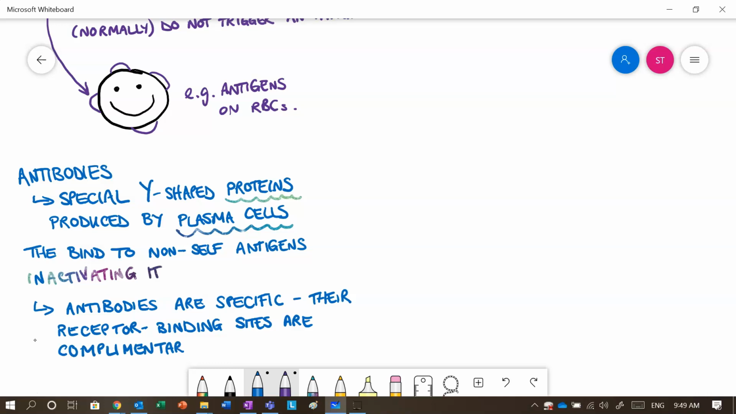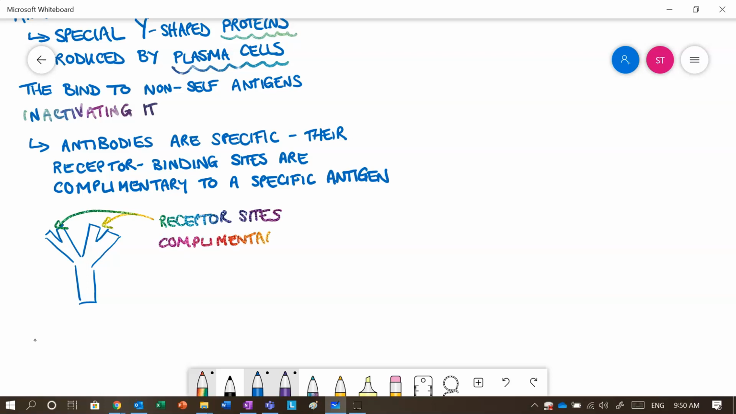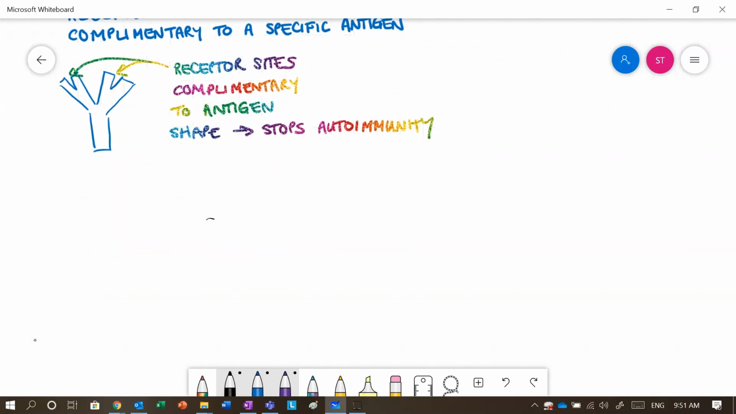How antibodies work is by binding at their specific receptor site to an antigen. So similar in a way to the enzyme lock and key model, you can see that I've drawn the Y-shaped antibody protein here, and it has these specific receptor sites that are complementary to the non-self antigen that I drew in the picture at the top. Because they are not complementary to self-antigens, this will hopefully, in most cases anyway, stop autoimmunity.